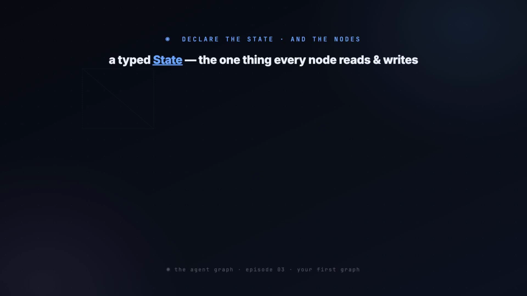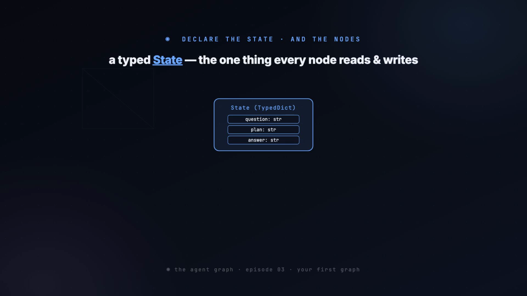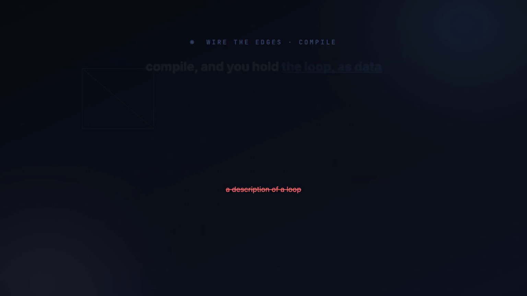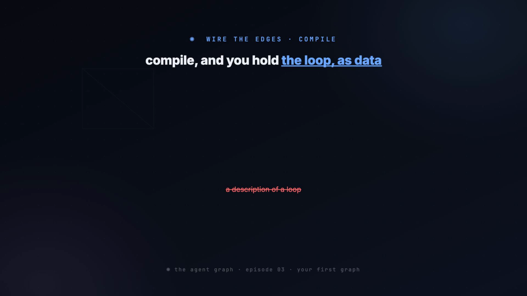LangGraph flips this. You define a state, a typed dictionary, the single thing every node reads and writes. Then you declare nodes: think, which calls the model, and act, which runs the tool. Each node is just a function that takes the state and returns an update to it. You wire them with edges. Start flows into think, flows into act, flows to end, one straight line.